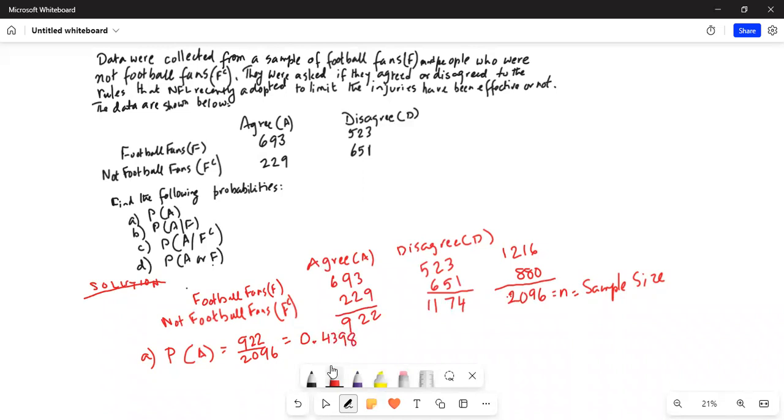That is equal to 0.4398. Okay, so what did I do? I took the total of agreement, which is 922. I divided it by the grand total sample size of 2096 and got 0.4398. That means about 44% of the people agree that the NFL rules have been effective. Now let me create some space and do the other parts.